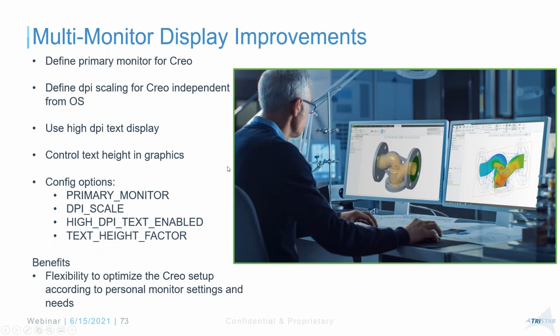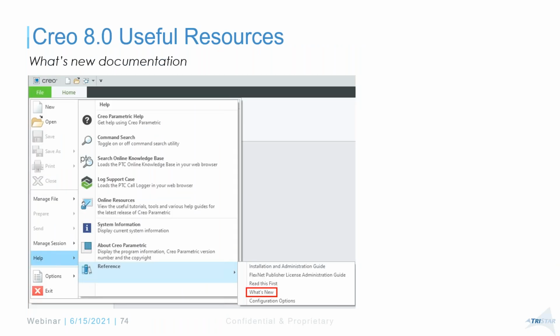These days we all use 2 or even 3 monitors, some of us. So when you use multiple monitors, you have these config options that allow you to customize and tell Creo that my primary monitor is going to be this, what the DPI scale is going to be, the text height factor, etc. That will help you use Creo much more efficiently when you work in dual or multiple monitors.